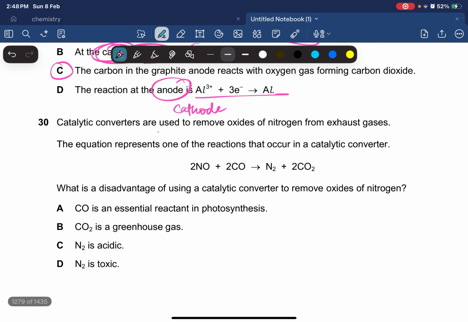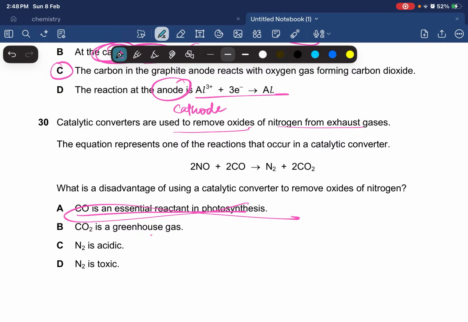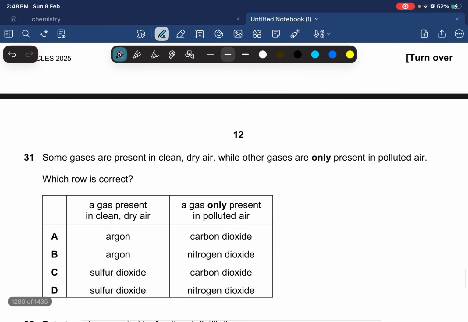Catalytic converters remove oxides of nitrogen from car exhaust. The equation represents this. What is the disadvantage of using a catalytic converter? CO is an essential reactant. Carbon dioxide, CO2, is a greenhouse gas. Yeah, that's the main problem because you're producing carbon dioxide, which is a greenhouse gas. N2 is acidic? No, it's neutral. N2 is toxic? No, it's not toxic. If it was toxic, 78% of air is N2.